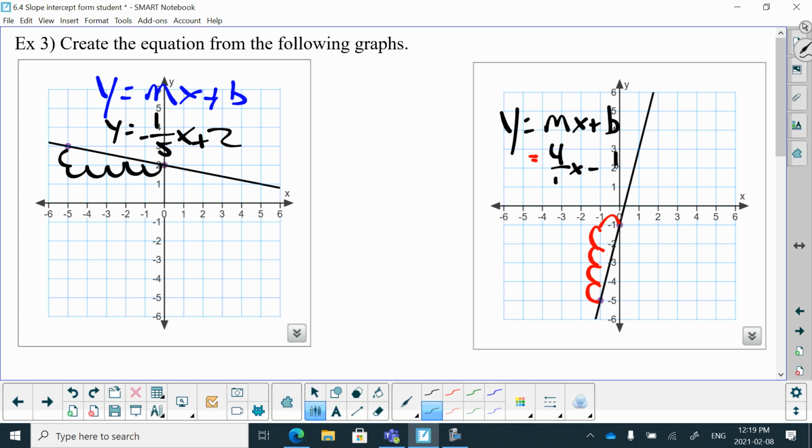Do we have to write it as a fraction? No, you don't have to. If you do, it's not wrong. I'll never mark it wrong. But if you just go 4x minus 1, that's also perfect. Awesome. Questions here?